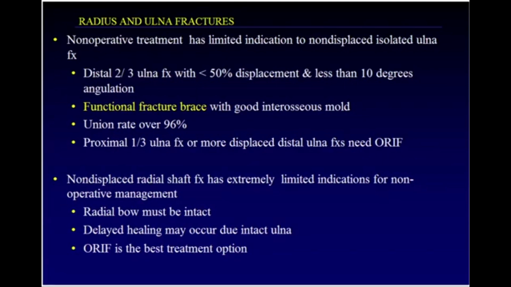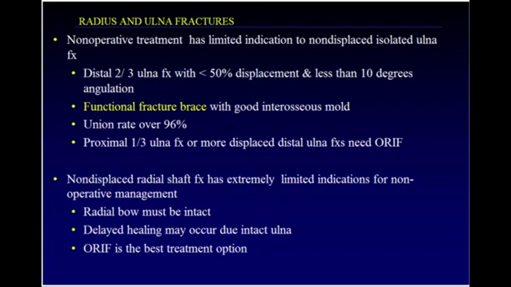Those fractures have been shown to do quite well with conservative closed treatment in a functional fracture brace, with union rates over 96%. If you have a proximal one-third ulnar shaft fracture, or greater than 50% displacement or greater than 10 degrees of angulation, those are the ulnar shaft fractures that warrant formal ORIF.